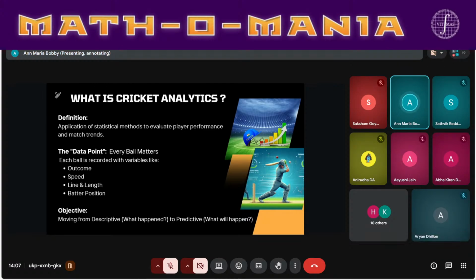The second point is the data point. In cricket analytics, every single ball or delivery is treated as a data point. That means every delivery gives us useful information. Over a match, this becomes hundreds of data points, and across a tournament, thousands of data points. This helps analysts identify patterns, the strengths and weaknesses of the batter and bowler, and trends. For example, if a batter gets out frequently to short balls, analysts will identify this pattern, so they will understand their weakness here.